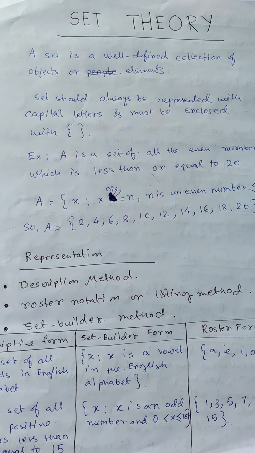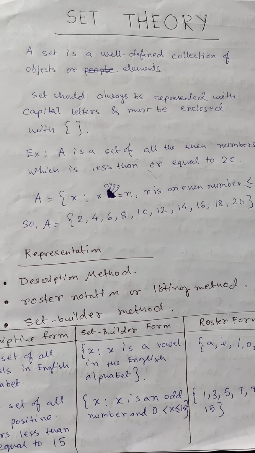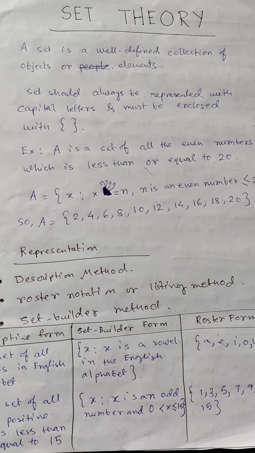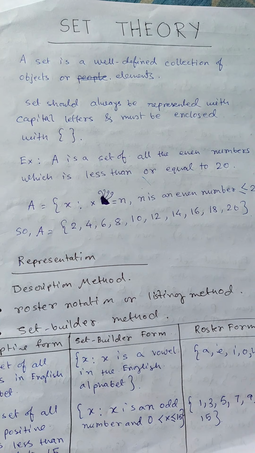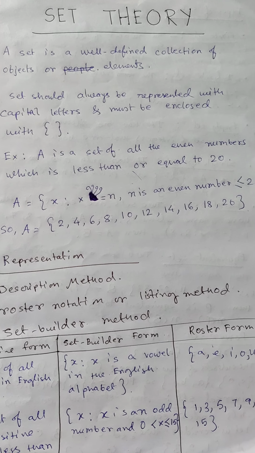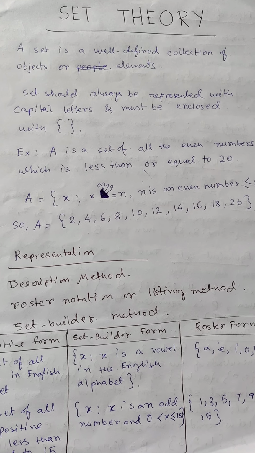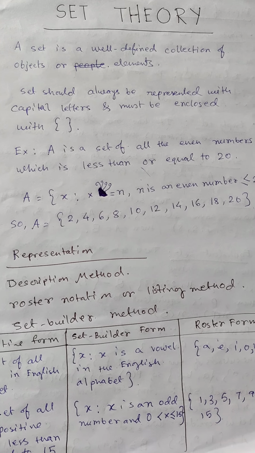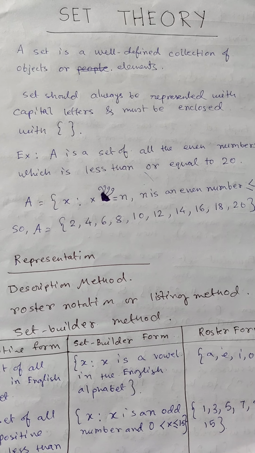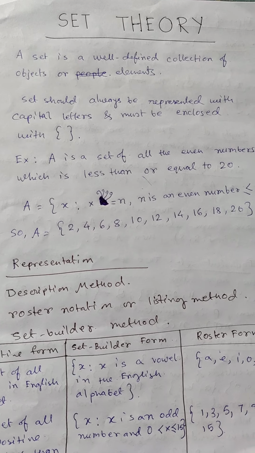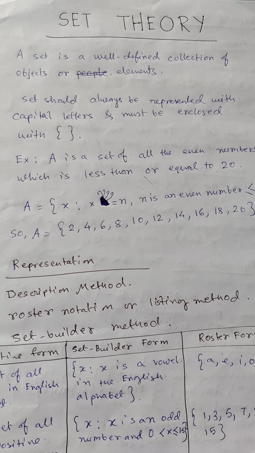Suppose we say the number of good students in a class. Now it can't form a set, because good in which respect? Are they good in singing, or good in dancing, or good in academics? So we need to specifically mention that the students are good in maths, or the students are good in sports, like this. Then it can form a set.